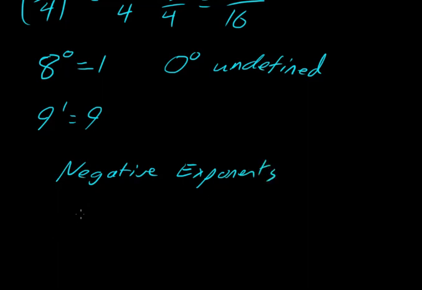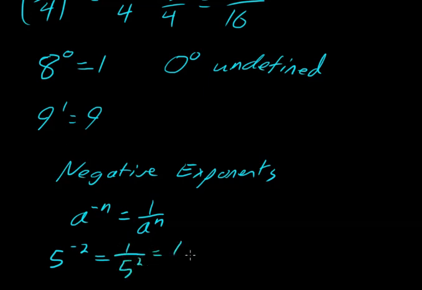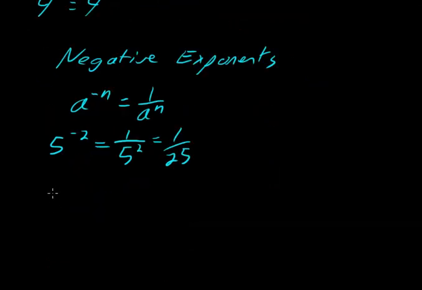So the rule for negative exponents is a to the negative n is always equal to 1 divided by a to the n. So for example, suppose we have 5 to the negative 2. That's going to be equal to 1 divided by 5 squared, or 1 over 25. If we had 2 to the negative 3, that would be 1 over 2 to the third power, which would be 1 over 2 times 2 times 2, which is 1 over 8.